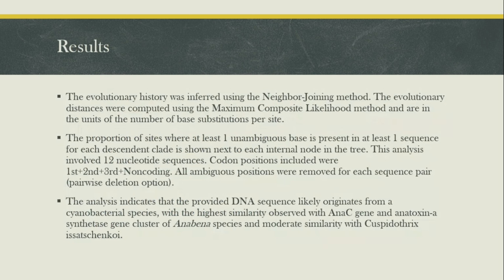The evolutionary history was inferred using the neighbor joining method. The evolutionary distances were computed using the maximum composite likelihood method and are in the units of the number of base substitutions per site. The proportion of sites where at least one unambiguous base is present in at least one sequence for each descendant clade is shown next to each node. Twelve nucleotide sequences were involved in this analysis, and it indicated that the provided DNA sequence originates from a cyanobacterial species, with highest similarity observed with the NSC gene and anatoxin A gene cluster of Anabaena species and moderate similarity with Cuspidothrix species. This was our result.